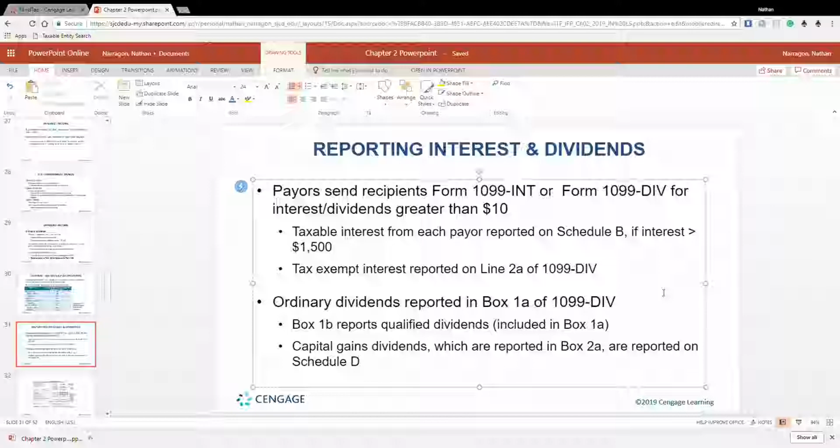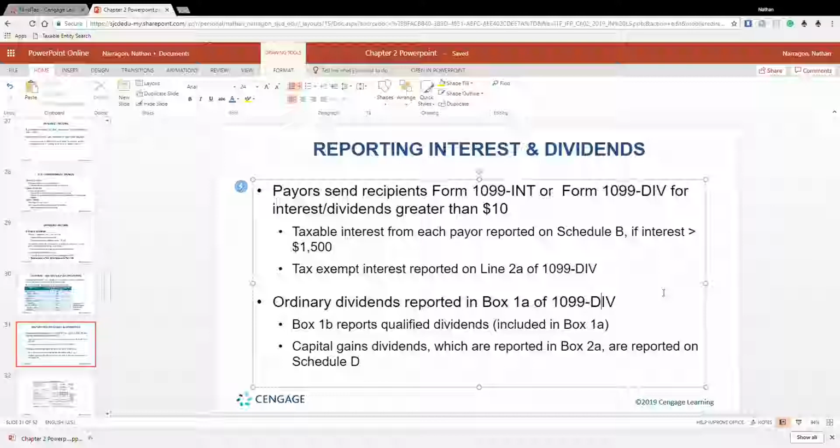So qualified dividends are still included in ordinary dividends, so they actually basically get taken out. Whatever's left after qualified is taken out, 1A minus 1B, is the ordinary dividends, and those are the taxable ones. Capital gains dividends are reported on box 2A and reported on Schedule D. It's just easier to report on Schedule D.